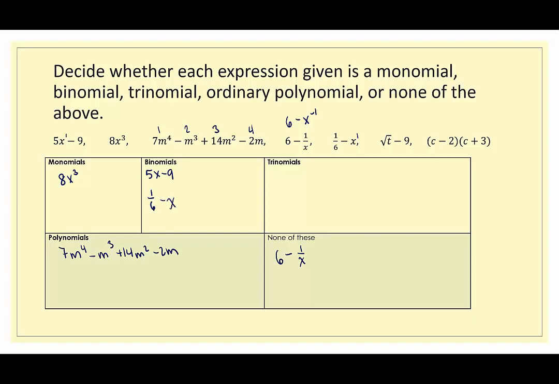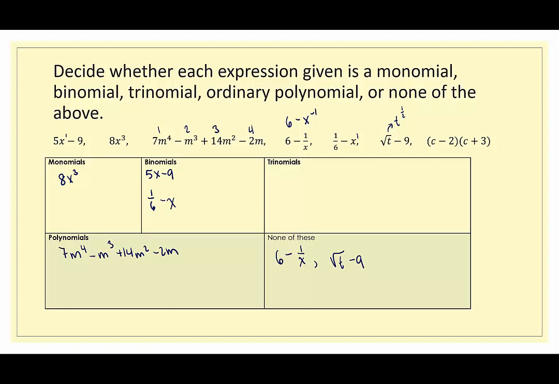Next up, we have the square root of t minus 9. The fact that t is under a radical means that it will not have an integer exponent. It will have a fractional exponent. So the square root of t minus 9 is not a polynomial, and that's because this square root could be written as t to the 1/2, which is not an integer. That's a rational number, but not an integer.